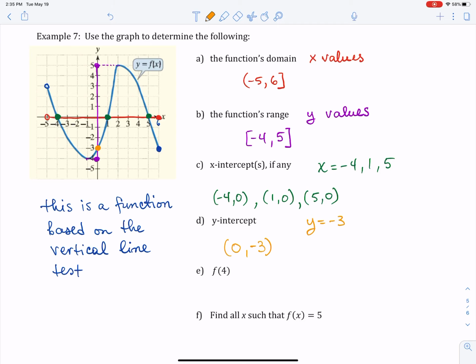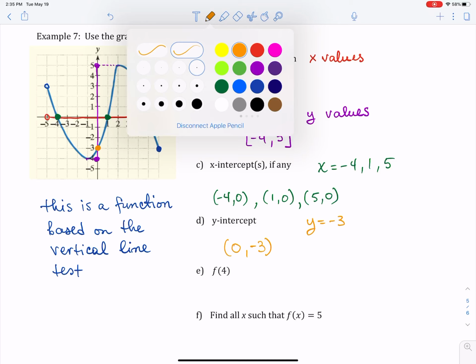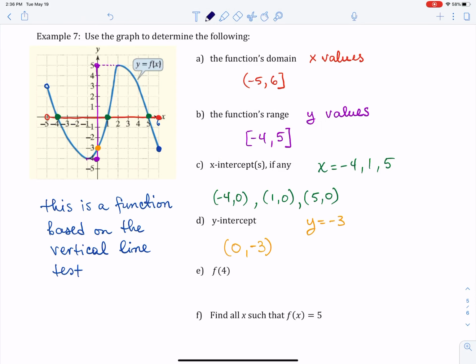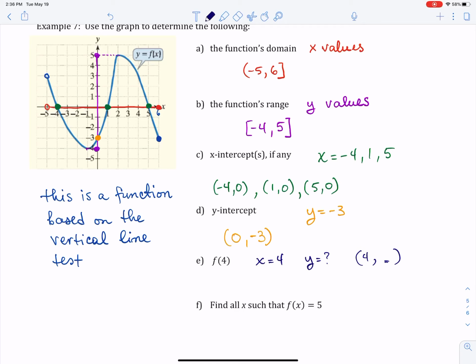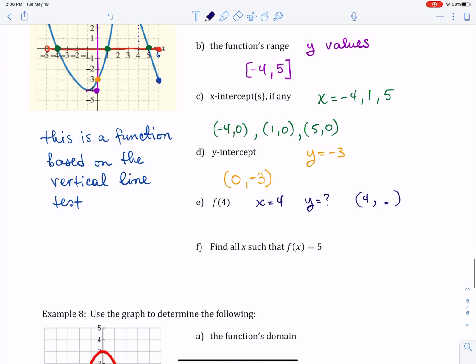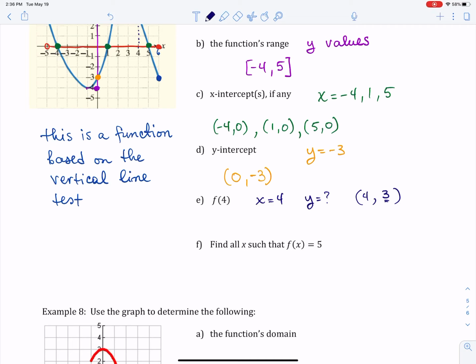What is f of 4? Let me select a different color. F of 4, what does this mean? Well, this means when x is equal to 4, what is y? Or I'm looking at the point 4, what? Here, what is the y value? Well, x is equal to 4 at that level. And the point on the graph looks like it is the point (4, 3). So that means f of 4 is equal to 3.